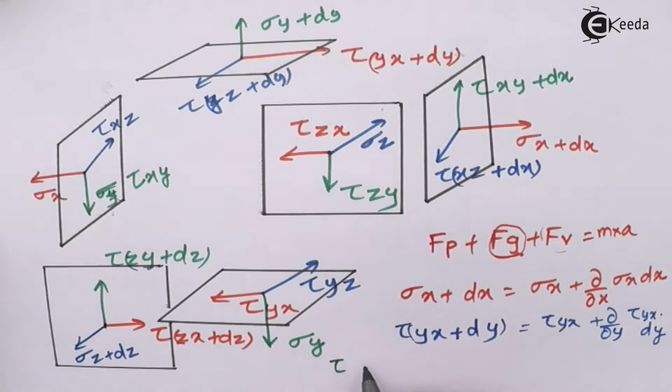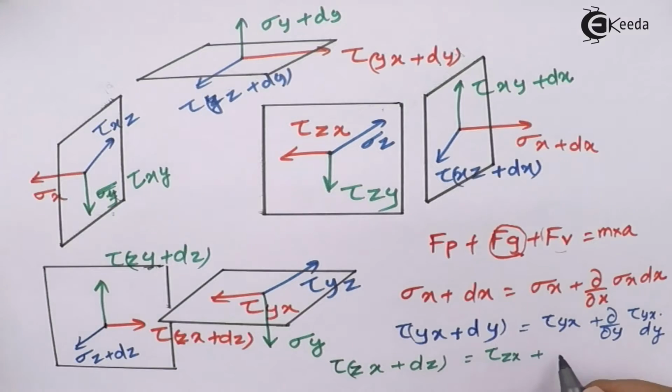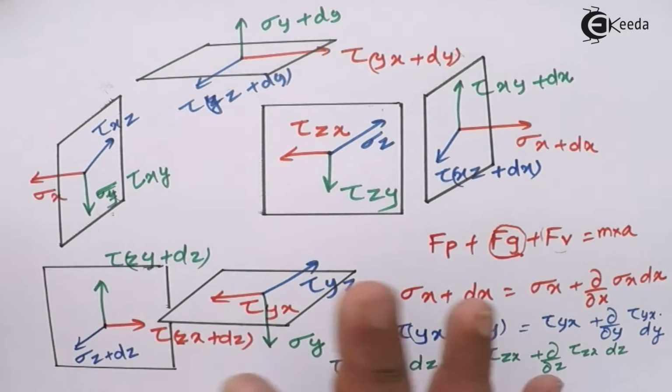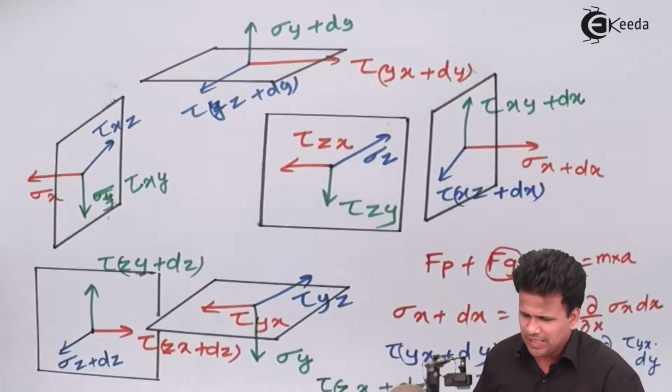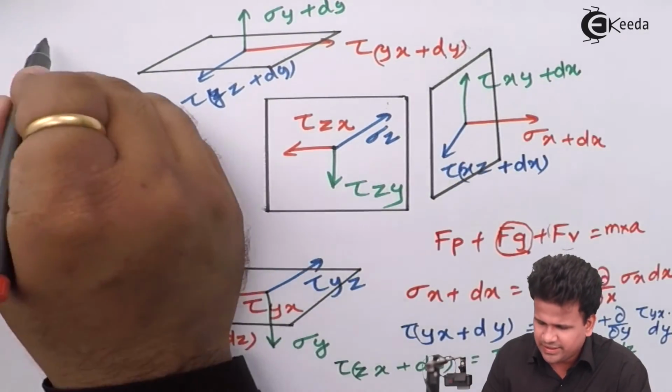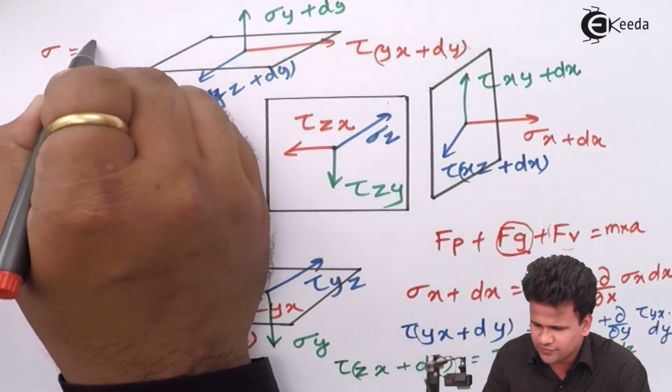And similarly, tau of z plane x direction plus dz will be given as tau zx plus dou by dou z of tau zx into dz. So these three things will be applied using the Taylor series, and all higher order terms we neglect. Then we'll write down the summation of all the forces along the x direction. Before writing down the forces, we know the relationship between force and stress: sigma is equal to force upon area.